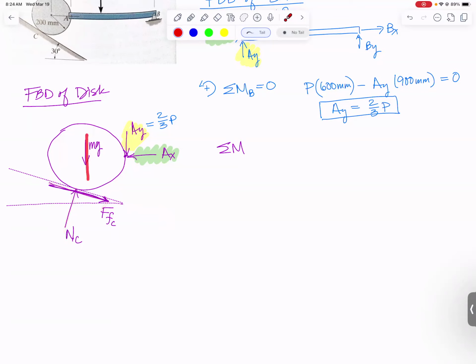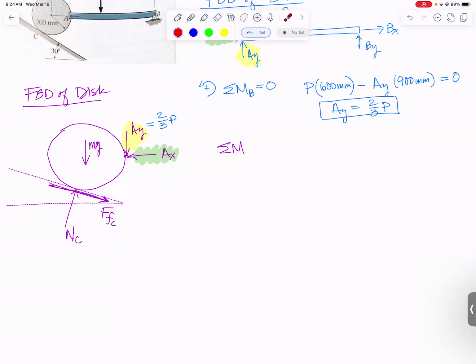But again, then I've got to figure out, well, how far is my weight from that point? I don't know. It's a weird number. I've got to calculate it. How far is AX from that point? That point is not down here on the bottom of the circle where it would just be a radius away. It's partway up the side of the circle, 30 degrees. So if you sum moments about either A or C, you've got a lot of really difficult distances to find.